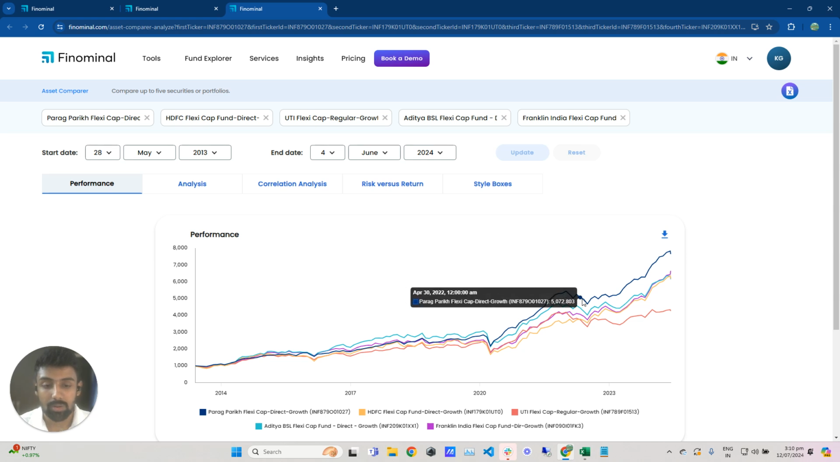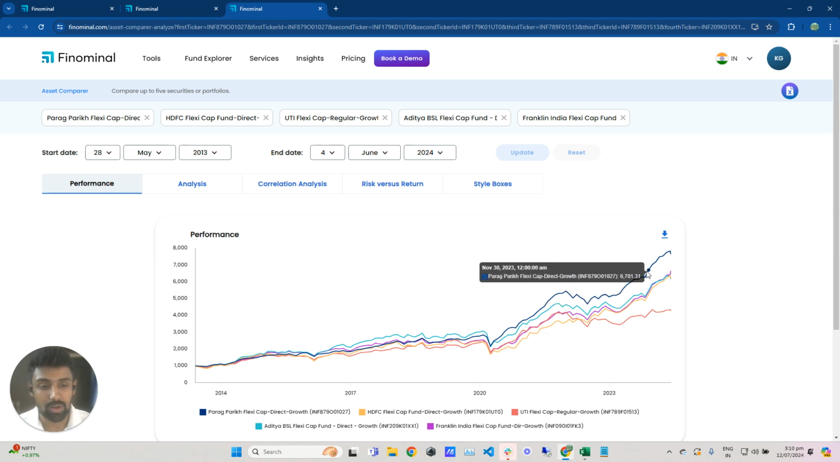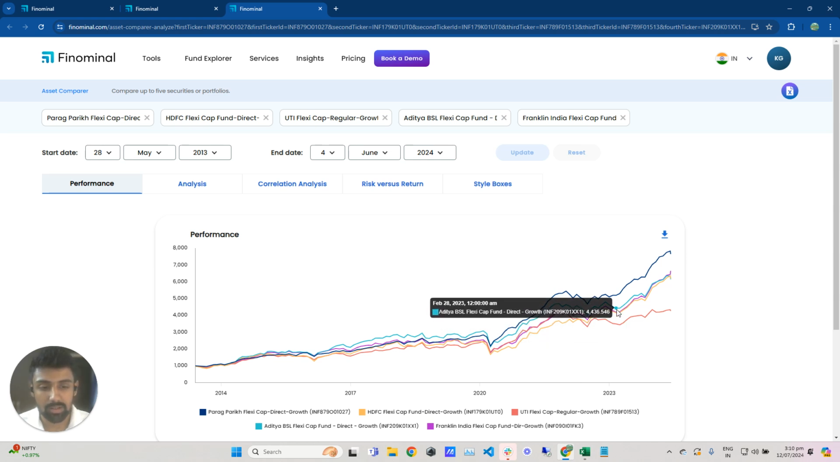The thing to notice here is the outperformance of Parag Parikh fund relative to its peers. You can see that the 3 funds mostly perform the same way except the UTI fund. So let's park this discussion of outperformance, what's driving its outperformance, right? I'll come back to that point, which I'm really curious to discuss, in a moment, right?